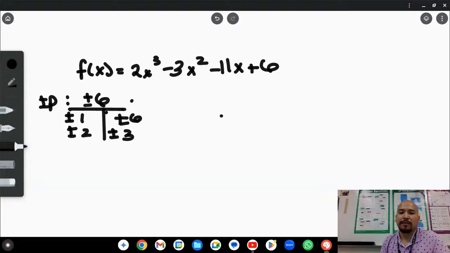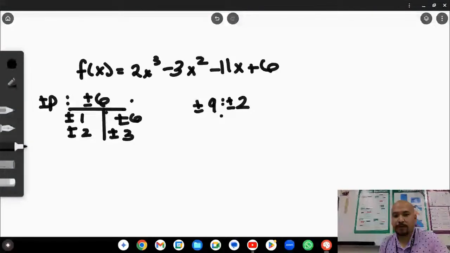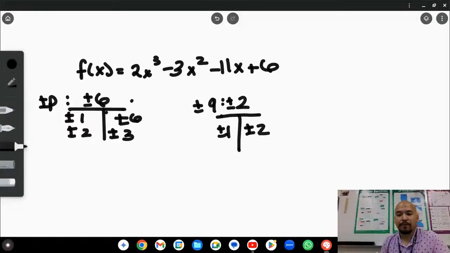So now let's talk about positive and negative q. In this case, the highest exponent is a 3, so the coefficient of x to the third power is going to be positive 2. Positive and negative 2 in this case. And since 2 is a prime number, it only has 1 and itself as factors.